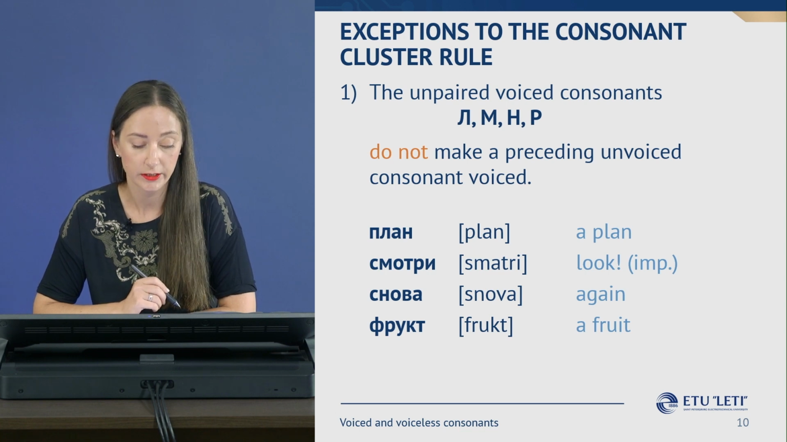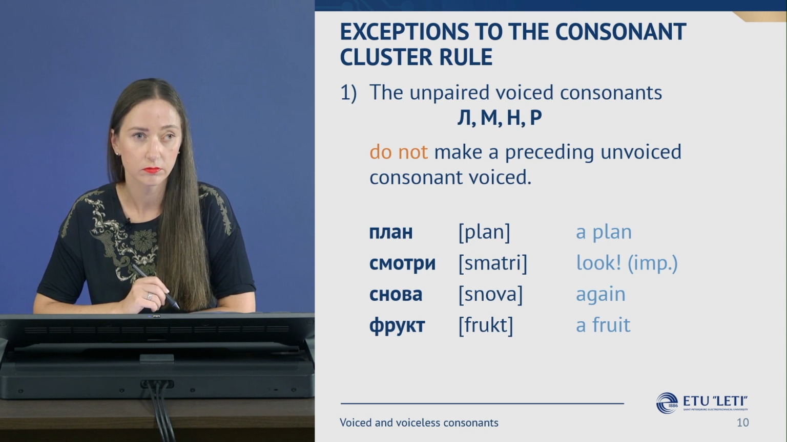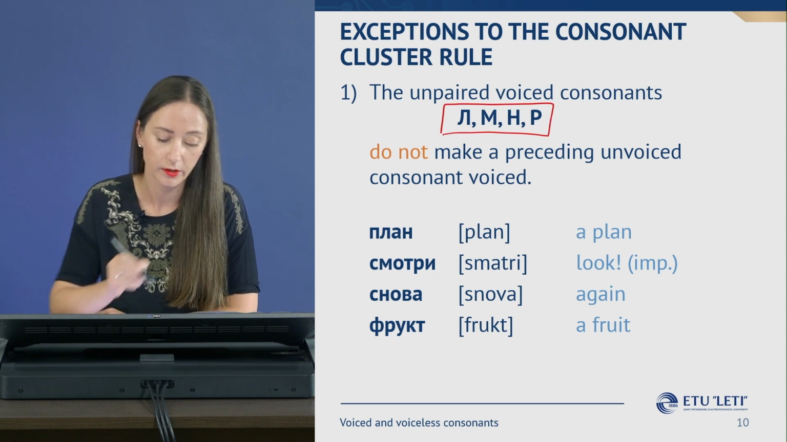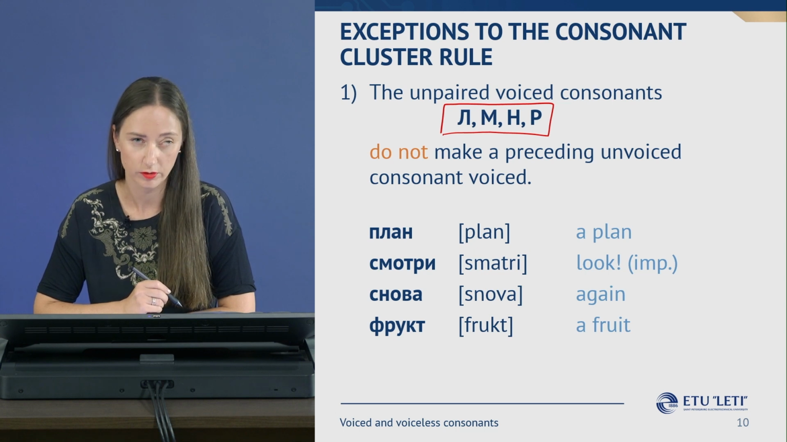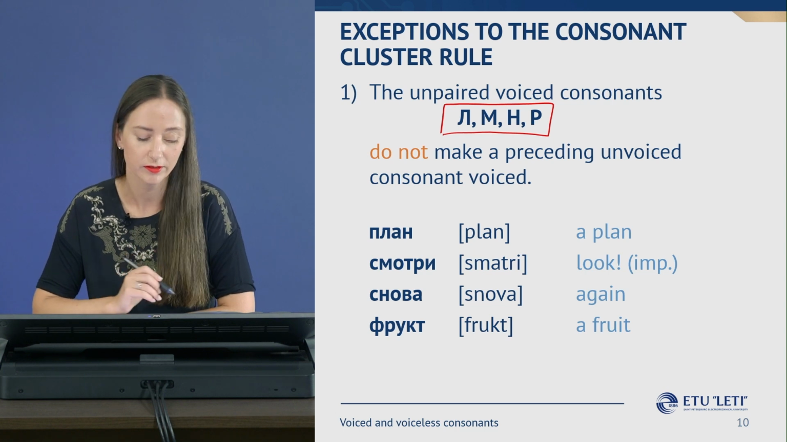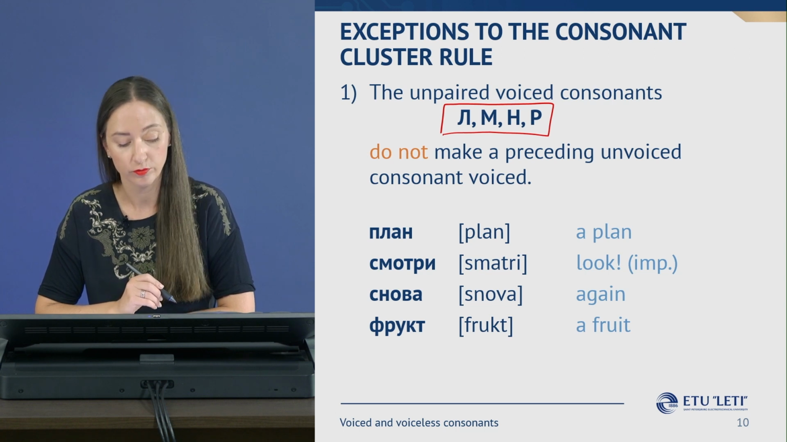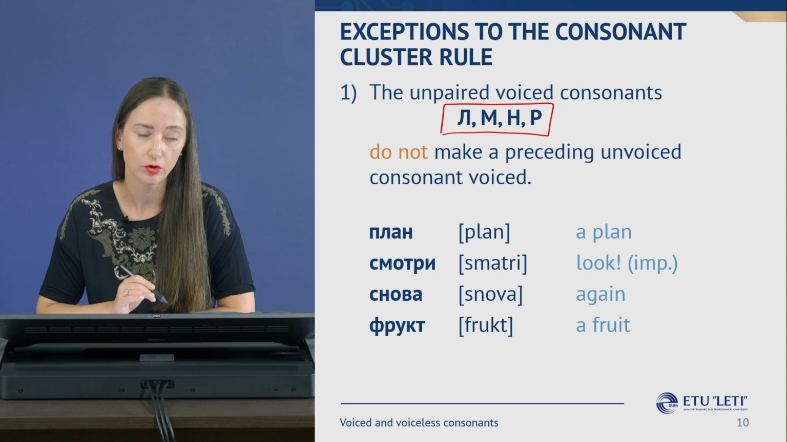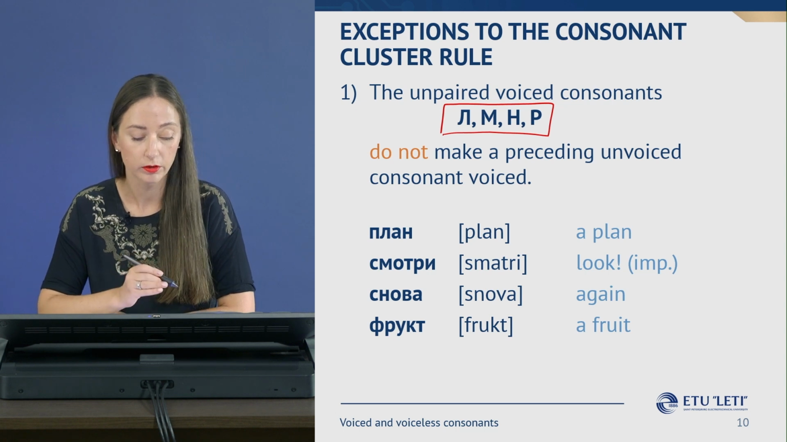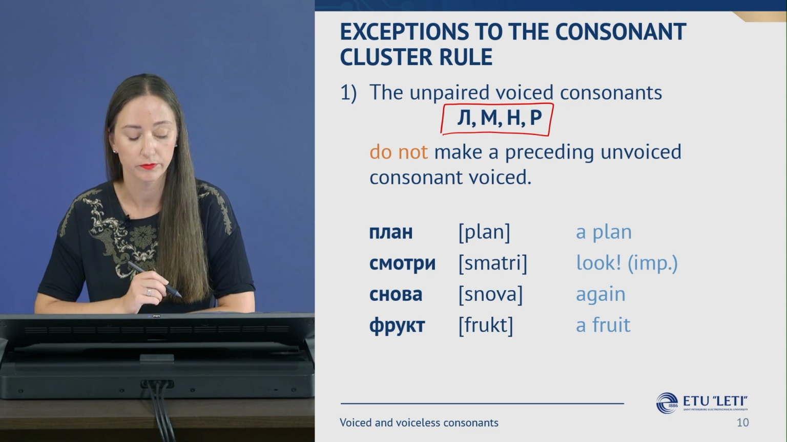If you see some unpaired voiceless consonants, they are L, M, N, R, these letters, right? These unpaired consonants, sometimes they're called sonants because you can actually kind of sing in them, not exactly, but very similar to that. They do not make a preceding unvoiced consonant voiced. They cannot affect it. So no matter what is before L, M, N, R, it is pronounced as it should in the alphabet. Let's have a look.